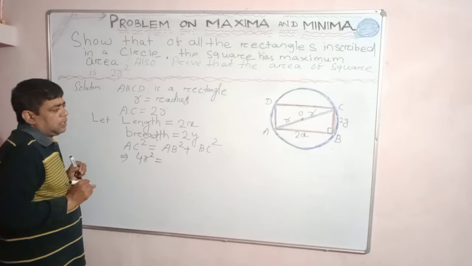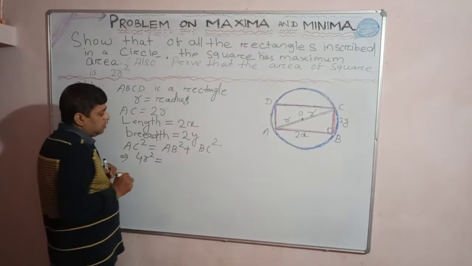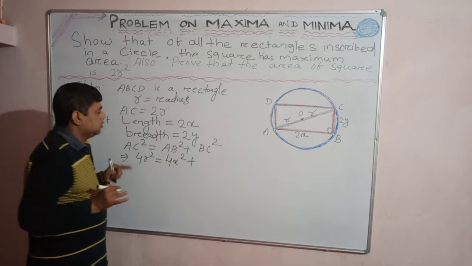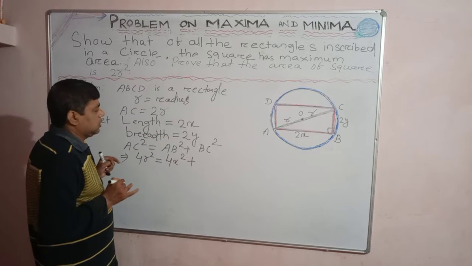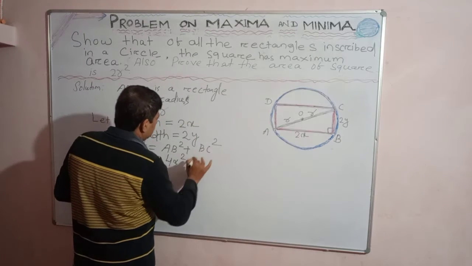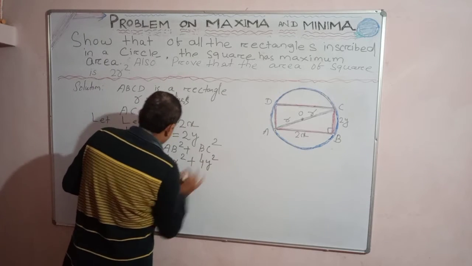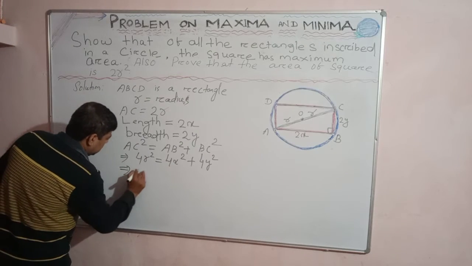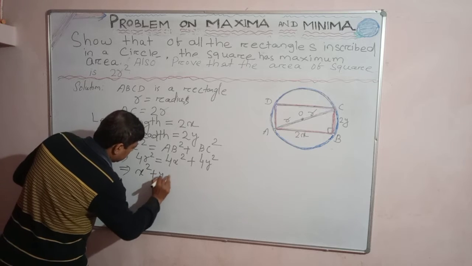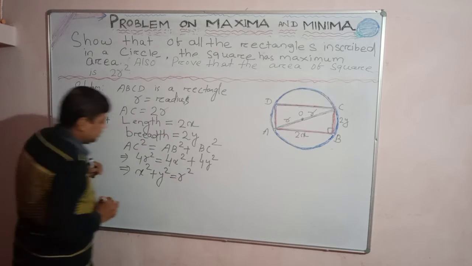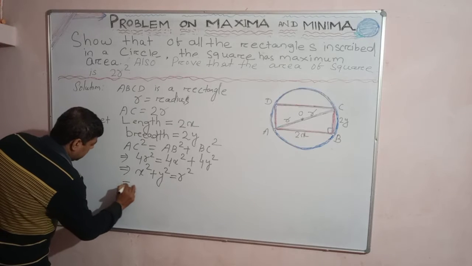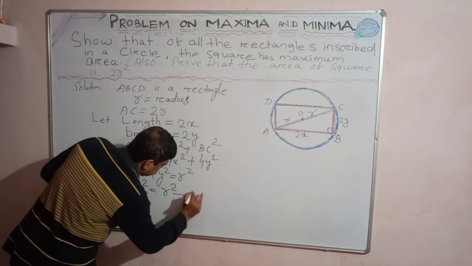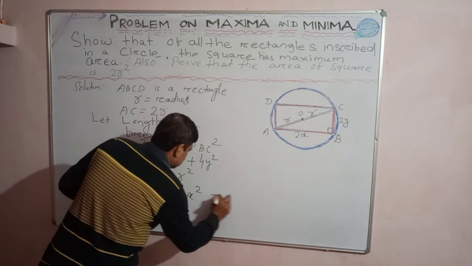And AB is the length of the rectangle. Length of the rectangle we have taken 2x units. So AB square means 2x whole square is 4x square. And the breadth is BC, whose breadth we have taken as 2y, and 2y whole square is 4y square. Okay, this 4 can be cancelled from both sides. After that, you shall get x square plus y square is equal to r square. Okay, and that implies y square is equal to r square minus x square. And this is equation number 1.